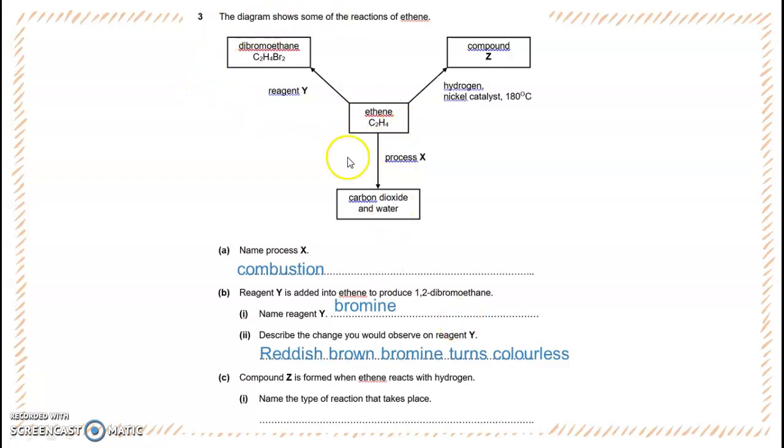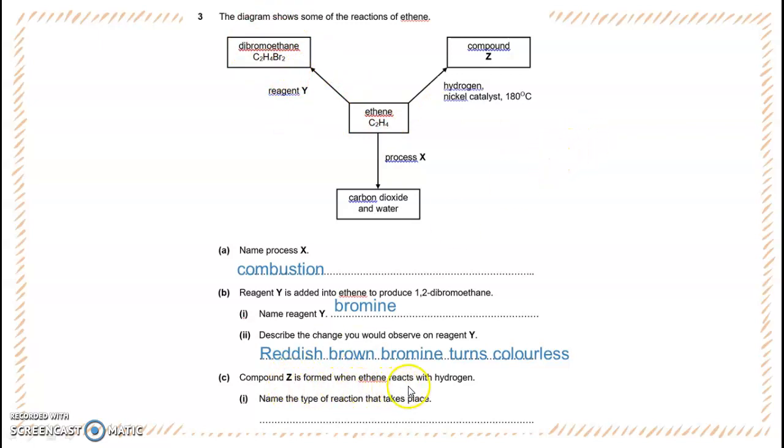Take note, and I would like you to challenge yourself and think about it. What is the name of this reaction? The name of this reaction is actually an addition reaction, because two reactants add up together to give you one product. Okay, part C.